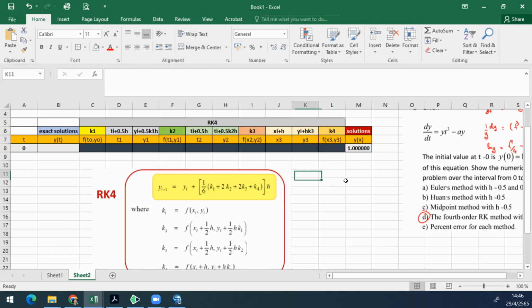For this table, you will see that t1 is equal to ti plus a half h. It comes from this formula. So this should be t2, right? And it should be ti.